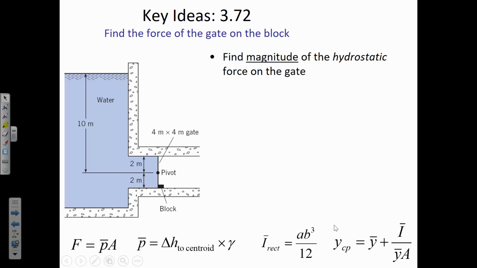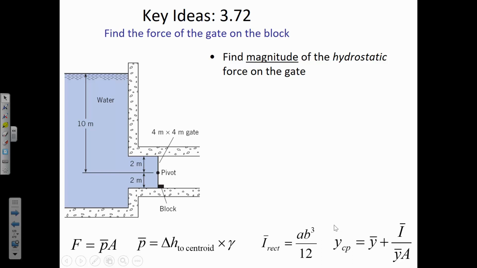So there's a gate holding back the water, and the gate is pinned in the middle so that it would naturally pivot about that pin. And it looks like there's some sort of concrete that the gate is in contact with, and we can see that the dimensions are showing the depth to that pivot point, and the size of the gate is 4 meters by 4 meters, meaning that it's 4 meters tall, 4 meters wide. And then there's a block at the bottom edge that's holding it so that the gate doesn't pivot.